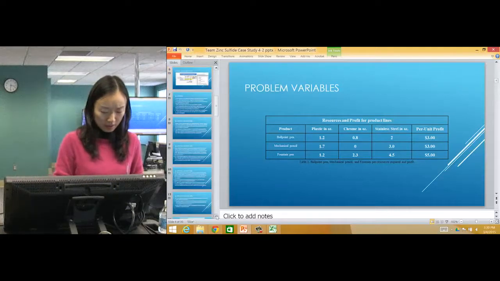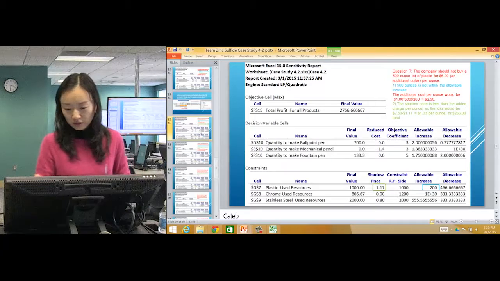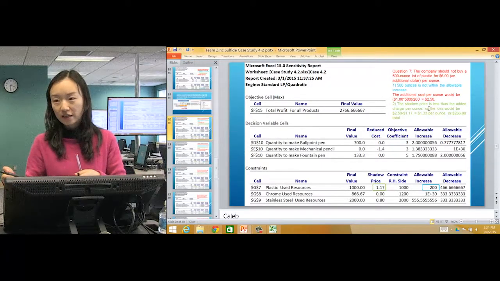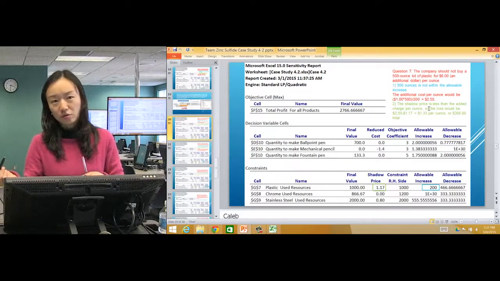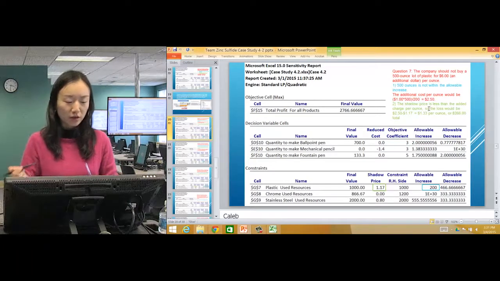For all the parts that can be answered using the sensitivity analysis report, you did say how to calculate that, and for the parts that cannot be answered using the sensitivity report, you did mention that we need to rerun the model to solve it. Okay, so great job.